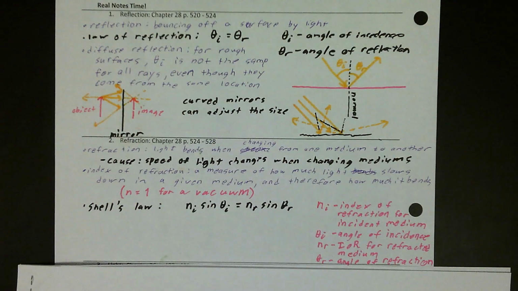Refraction is light that bends when changing from one medium to another, and the reason for this is the speed of light changes when it goes from one medium to the other. And you're saying to yourself, Mr. B, we said the speed of light never changes. It doesn't, but it does.